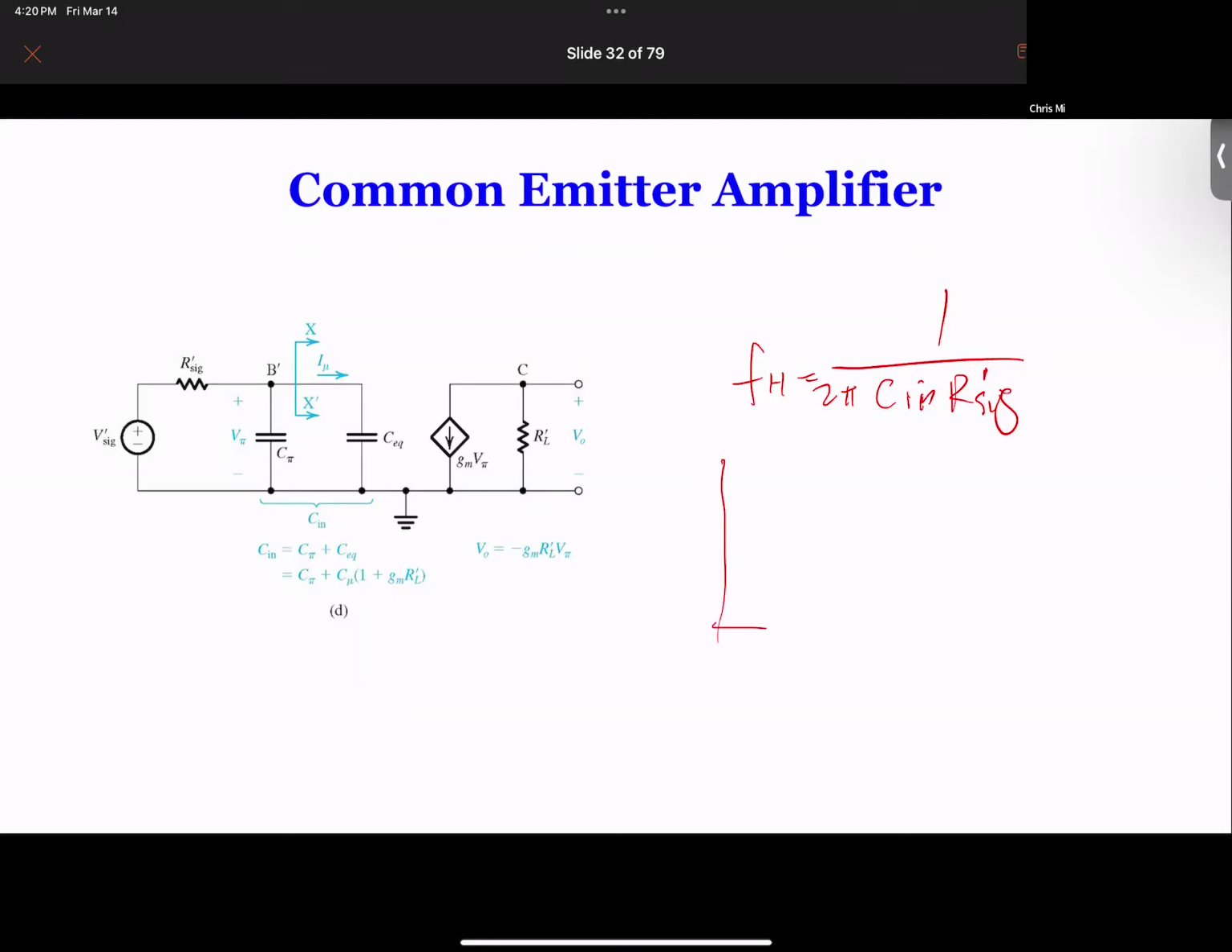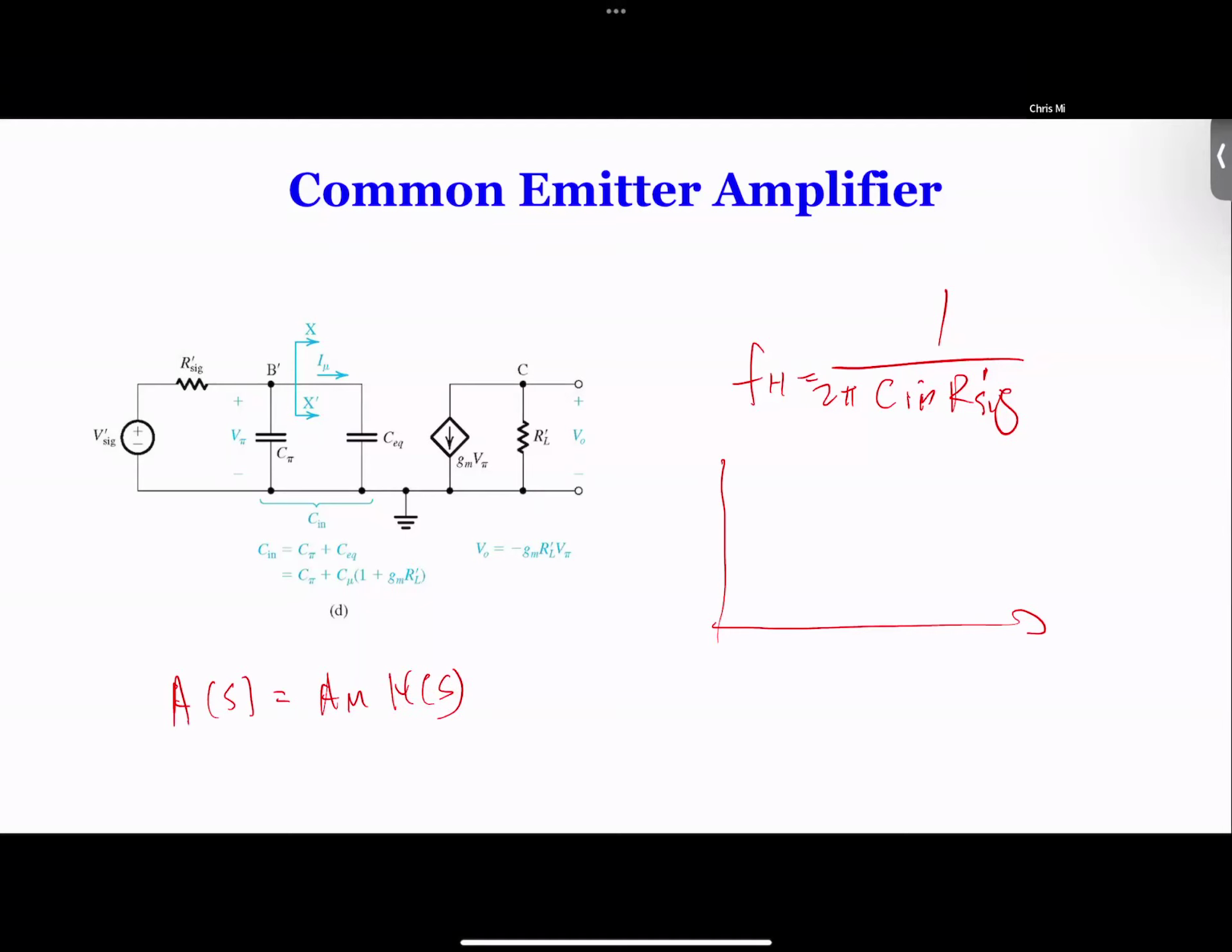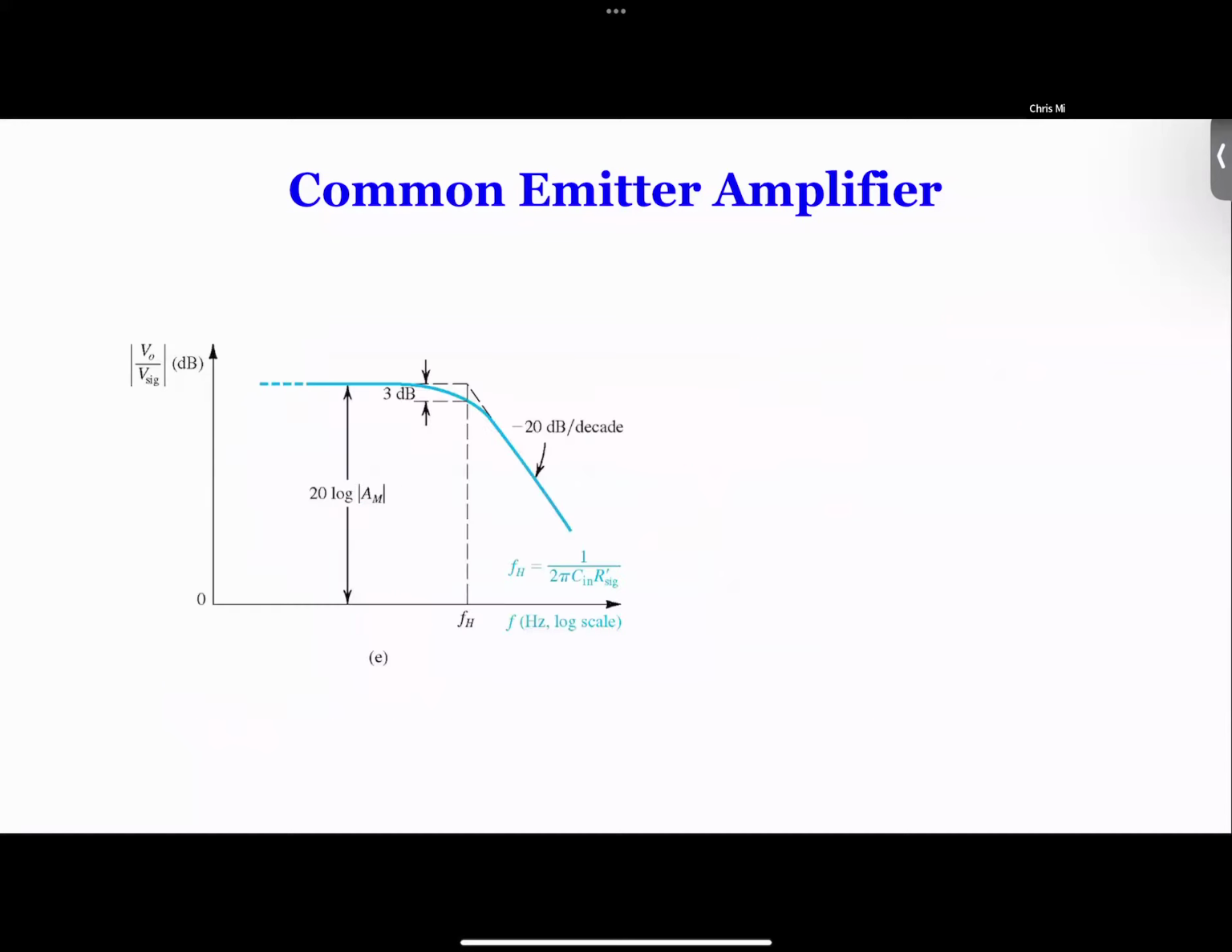If we write this equation and plot it versus frequency, the gain A S equals A M times H S. If we look at 20 log A, you get something like this. And that's your 3 dB point, that's your FH. So it's almost identical, except the input resistance R SIG becomes R SIG prime, which is R SIG in parallel with R pi.